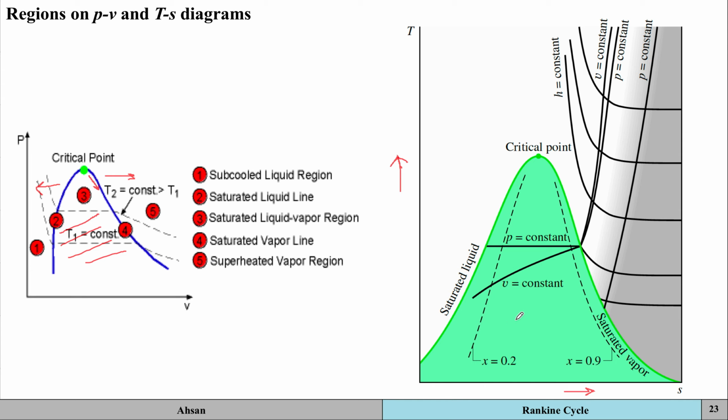Also, what you will see is that in the superheated region on the TS diagram, which is on this side, the constant enthalpy lines, which are represented by H, almost become horizontal as you start reducing the pressure, as you can see here. As you're reducing the pressure, you're going to see that they start becoming horizontal.